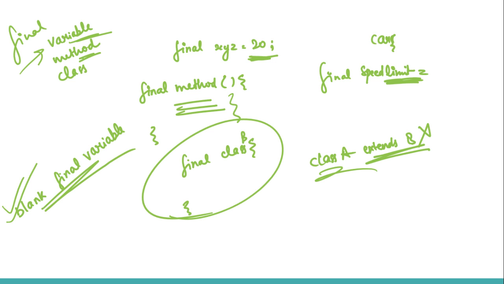Cool. So that was about final. Now I hope you understood the difference between static and final. Static is simply when the instances are shared between multiple classes or multiple objects of the same class, and final is for something that remains constant throughout your program. So if the value is not changing, better make it final, right?